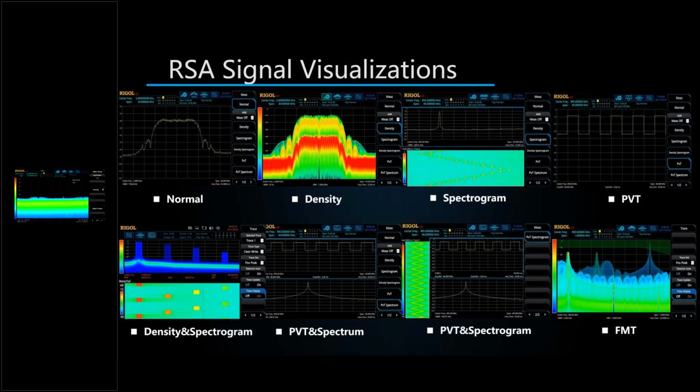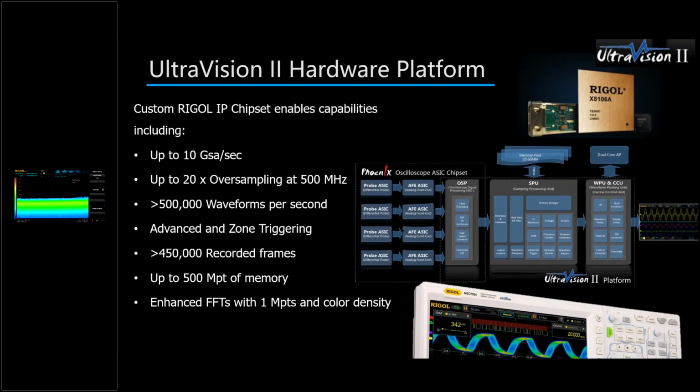As I mentioned, we have a number of different visualization tools on the spectrum analyzer that are part of this technology package we're going to be using today. We're going to use a lot of the density and the density spectrogram, as well as the PVT, and the last one there is the frequency mask trigger. PVT is power versus time. We'll see a few of these different visualizations as we walk through the examples. So that's the technology on the spectrum analyzer side that we're going to be using today.